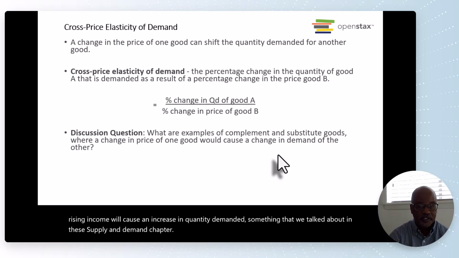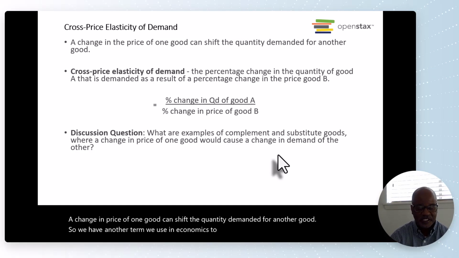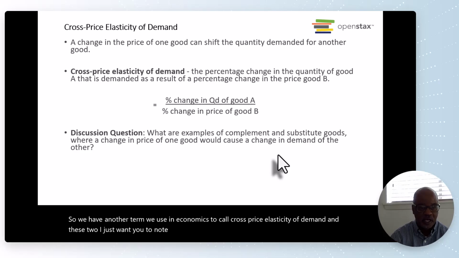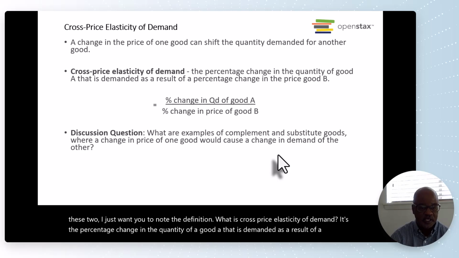A change in price in one good can shift the quantity demanded for another good. So we have another term called cross price elasticity. And for these two, I just want you to know the definition. What is cross price elasticity of demand? It's the percentage change in quantity of a good A that is demanded as a result of a percentage change in the price of good B.